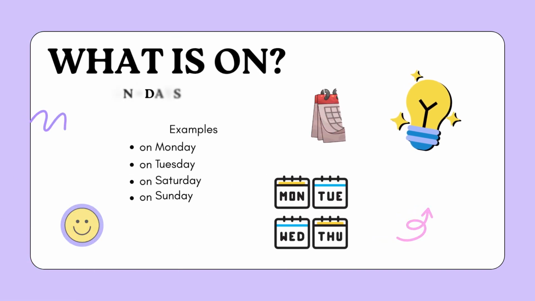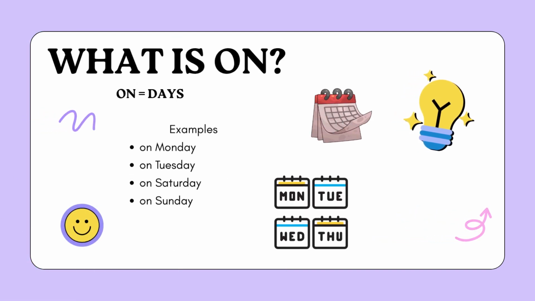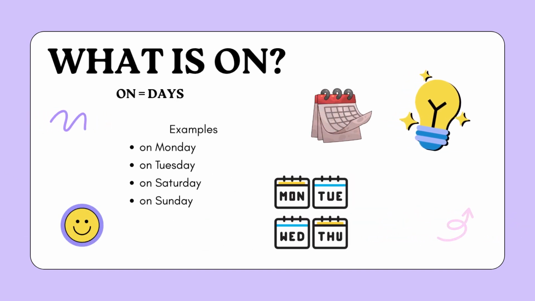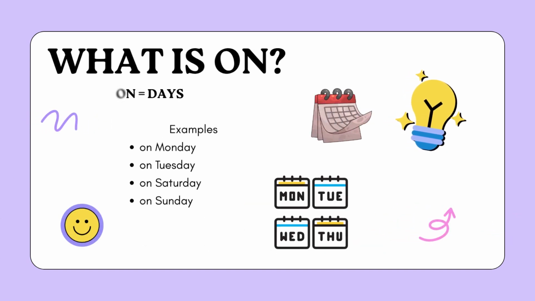We use on for days. Look carefully. On Monday, on Saturday, on Sunday. Easy, right? Remember, on is for days.